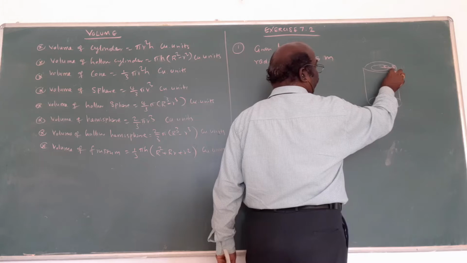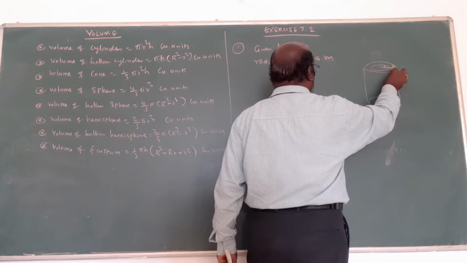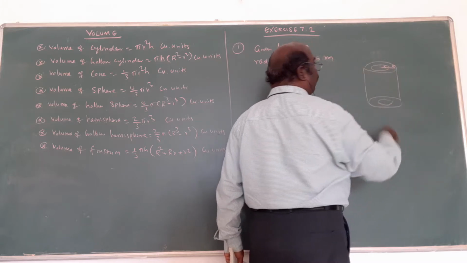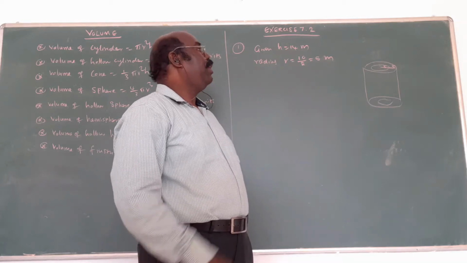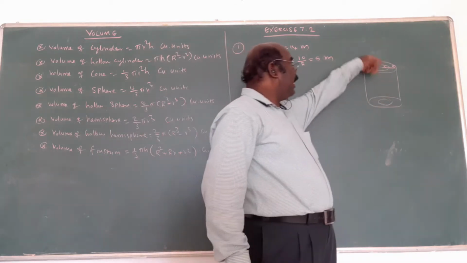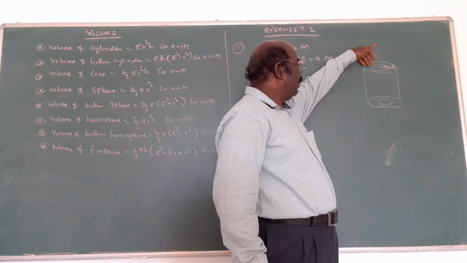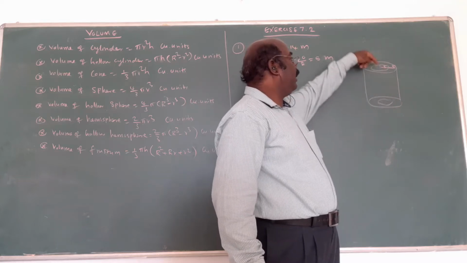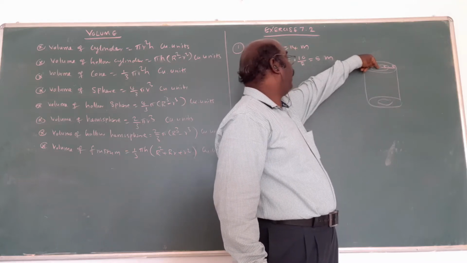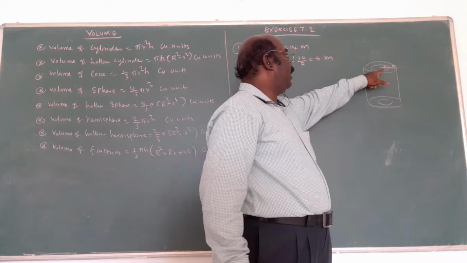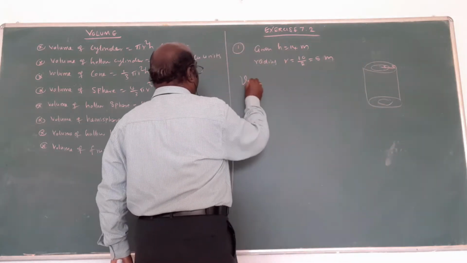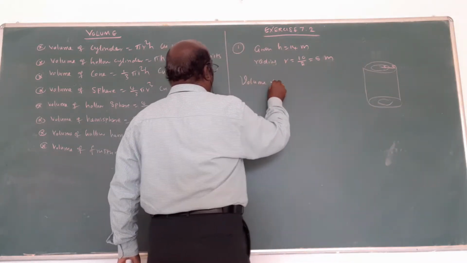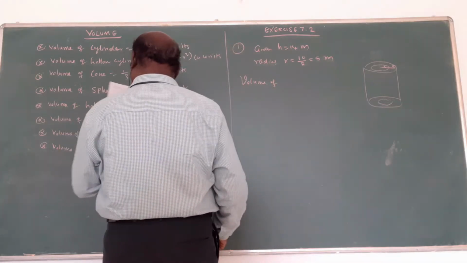Find it. Width. So totally, 5 plus 5, 10. Am I right? But anyway, inside the well, the radius is how much? Inside the well, you say small r is 5 meter, h is what? 14 meter. By using this idea, you will find the volume of the cylinder.